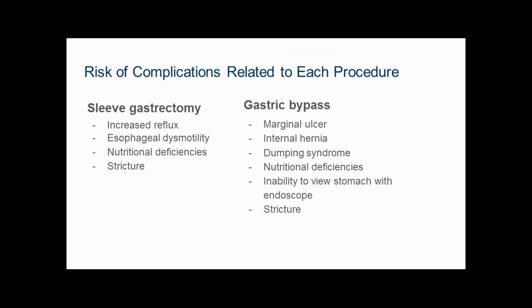In addition to the surgical risks, each procedure has possible long-term risks. This slide lists some of those complications. Some complications are similar between the two surgeries and can occur after any abdominal operation, such as a hernia at one of the incision sites or a bowel obstruction due to scar tissue.